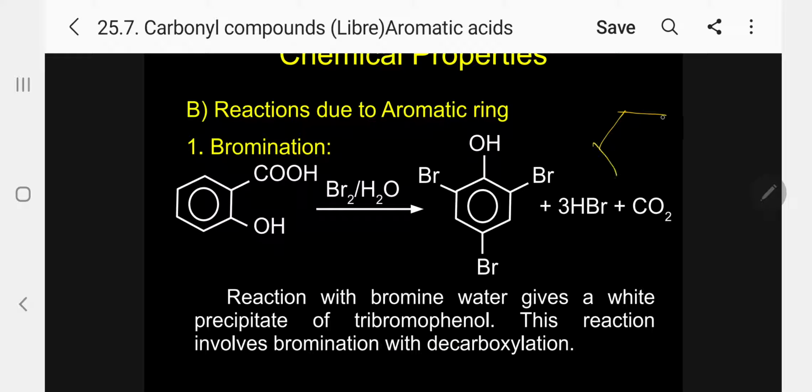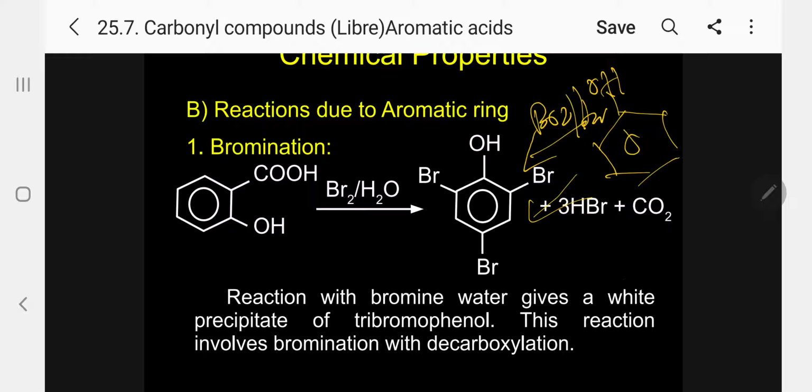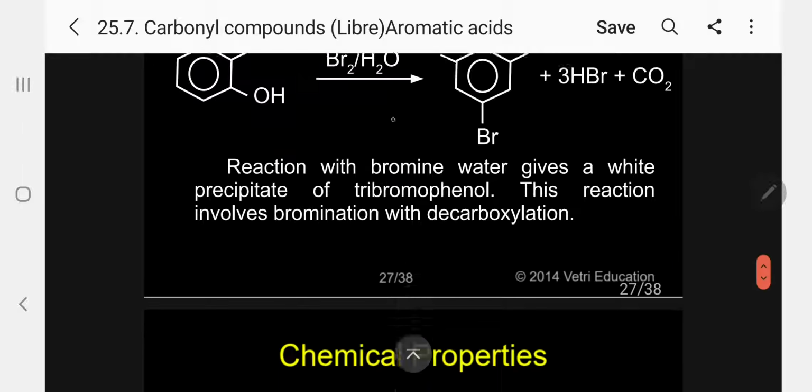If you take simple phenol and add bromine water, this is the product. But what is here? By eliminating, decarboxylating this carbon dioxide, the same product is also formed. That is the most important point, you must keep it in mind.